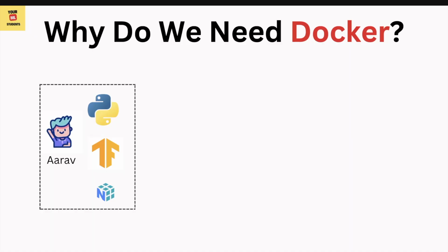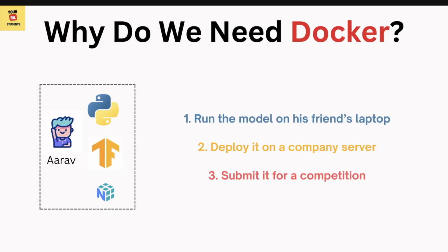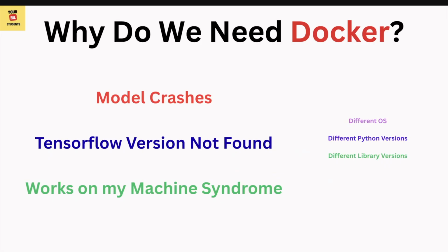Now the problem begins when Araf wants to run the model on his friend's laptop, deploy it on a company server, and submit it for a competition. But suddenly what happened? The model crashes, TensorFlow version not found, works on my machine syndrome comes up. Okay. So why did it happen? Because each system or each laptop has its own different OS, its own different Python version, its own different library versions, right? So Araf spends days fixing environment issues instead of machine learning tasks.